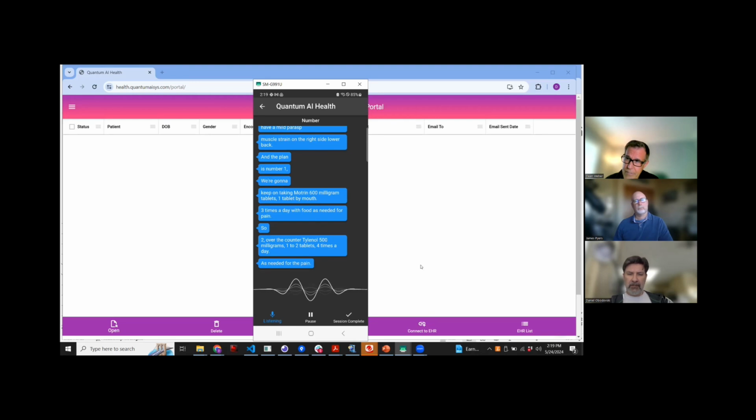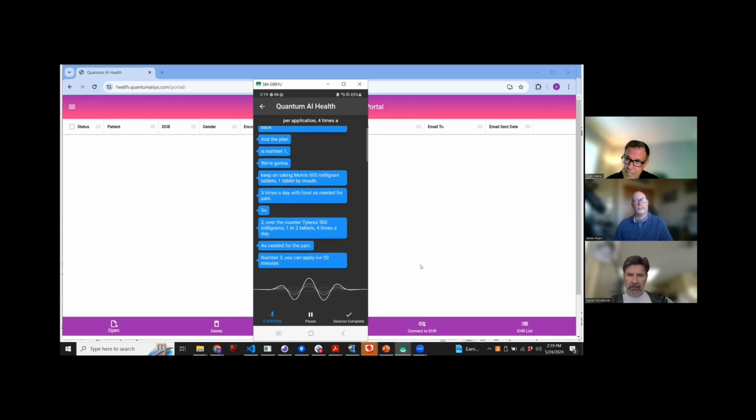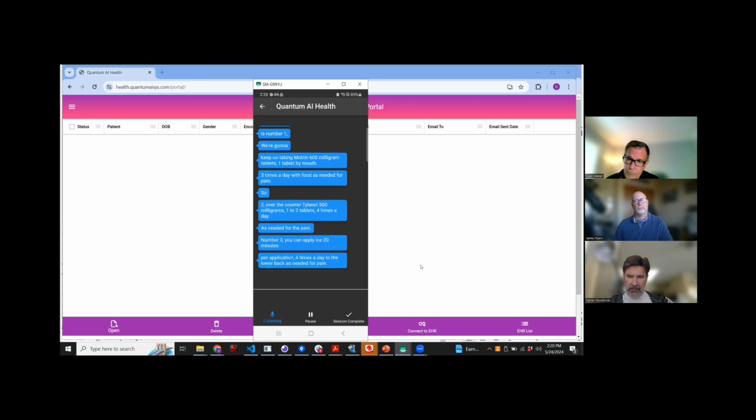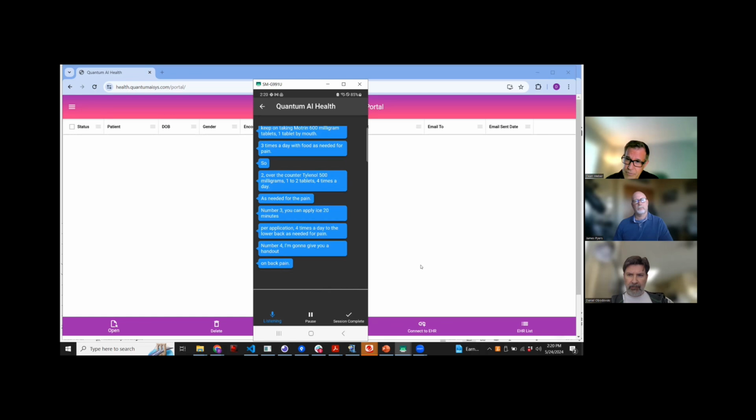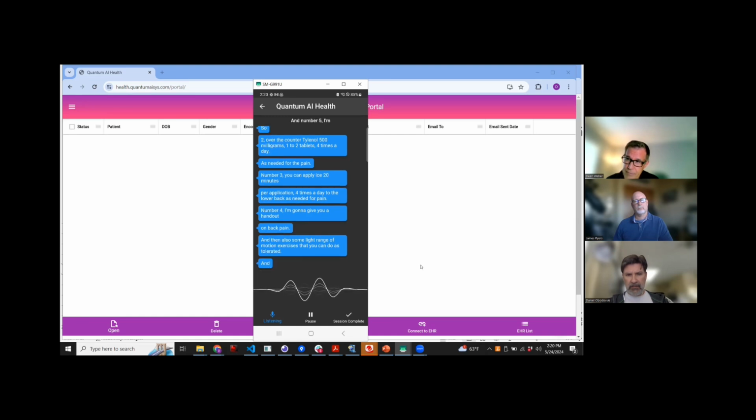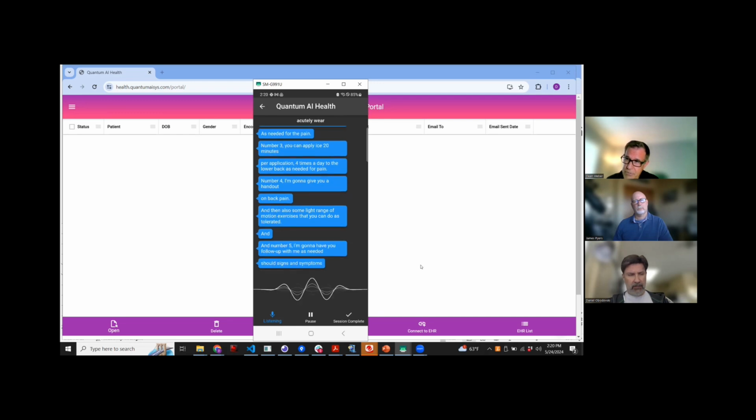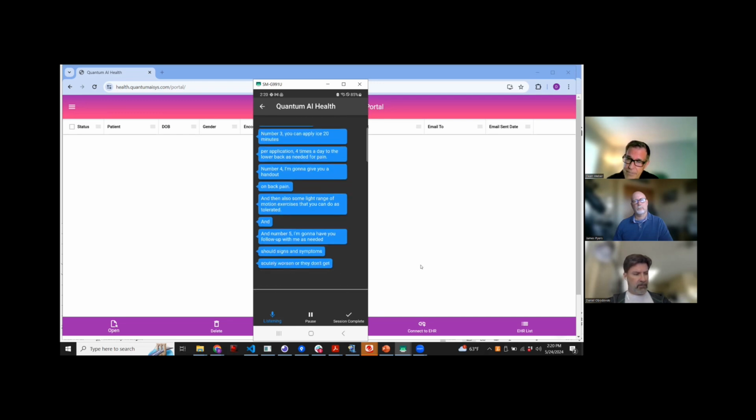Number three, you can apply ice 20 minutes per application, 4 times a day to the lower back as needed for pain. Number four, I'm going to give you a handout on back pain, then also some light range of motion exercises that you can do as tolerated. And number five, I'm going to have you follow up with me as needed should signs and symptoms acutely worsen or they don't get significantly better in 7 to 10 days.